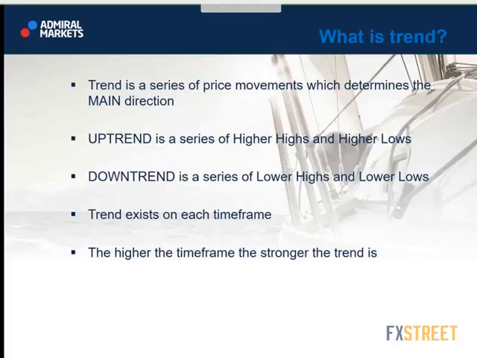Trend exists on each time frame. So it doesn't matter if we take a look at a 1 minute or 1 week chart. 1 minute is a very fast time frame, and you can define a trend even in that very fast time frame. On slower time frames such as 4 hour, daily, weekly, monthly, we can also define a trend. The higher the time frame is, the stronger the trend is.